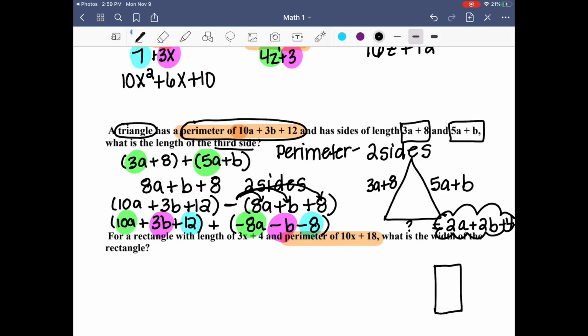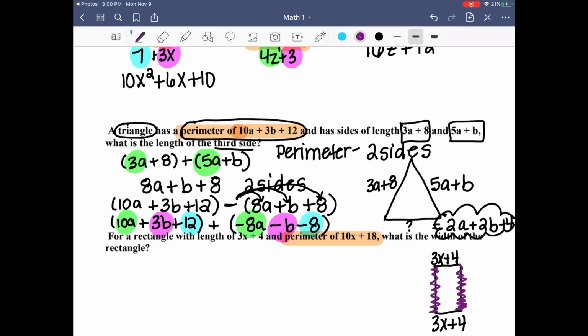So I have a rectangle, and I know that my length is 3x plus 4. Okay, well that's great. I also know this is 3x plus 4. What they want us to find is the width. So the width is going to be one of these sides. But what happens is if I add up my length and I subtract it, I'm going to get both of these sides. So in the end, we're going to have to divide by 2 because we're going to have 2 of the sides. So I'm going to need to divide by 2 in order to get one of the sides.